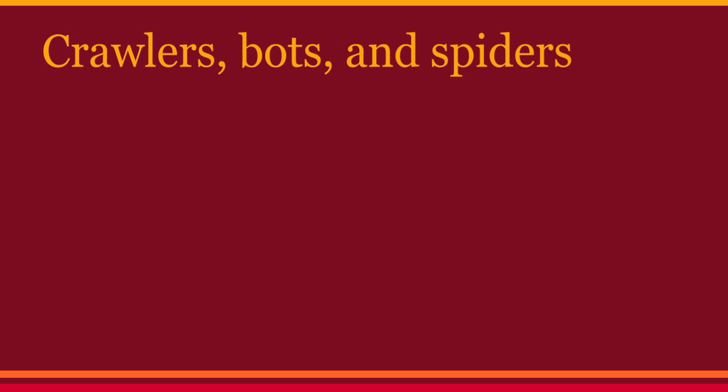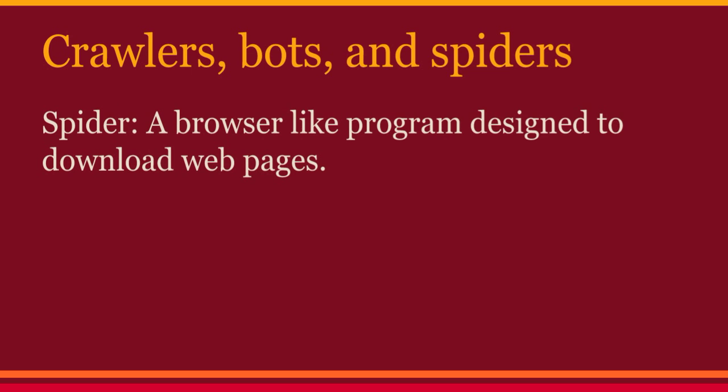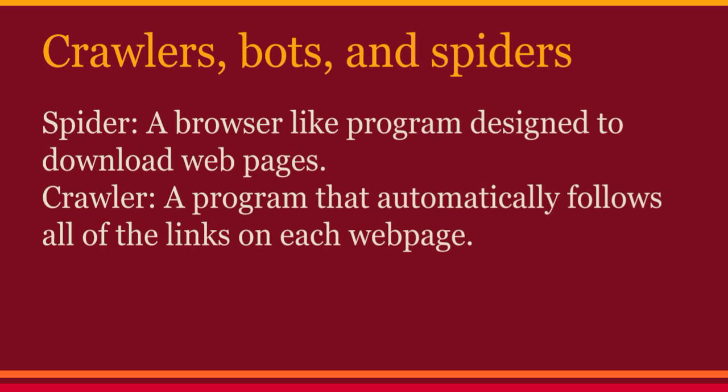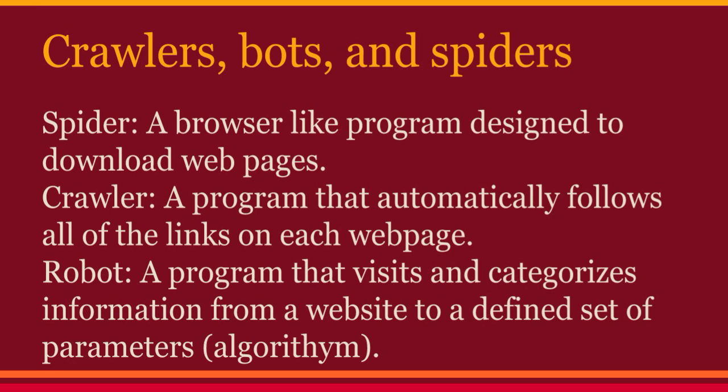A spider is a browser-like program designed to download web pages, whereas a crawler is a program that automatically follows all of the links on a web page. And a bot is a program that visits and categorizes the information it finds on a website according to a defined set of reasoning parameters, and this is known as an algorithm.